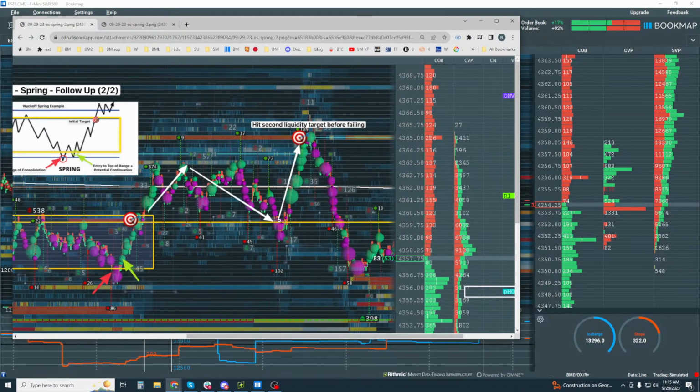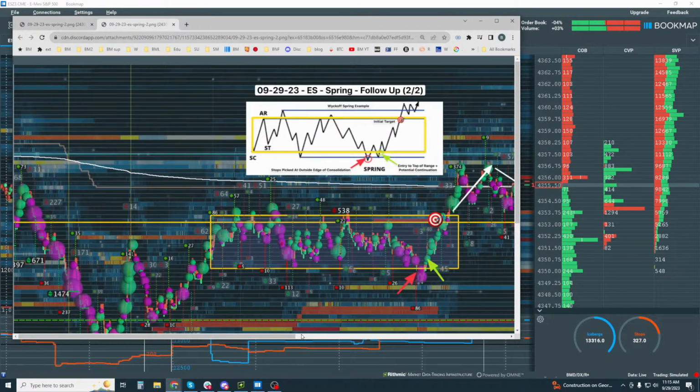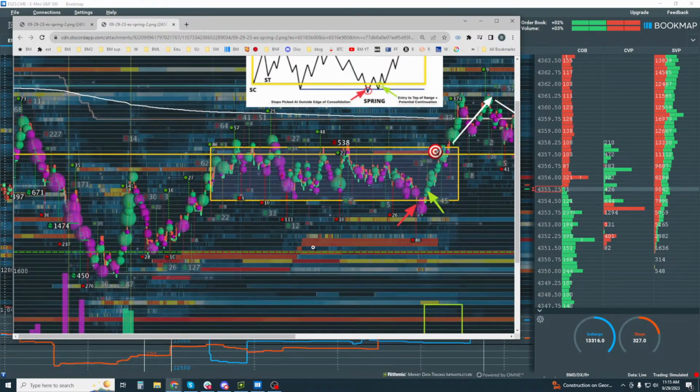Here's your pullback. It's still accepted above that range. It's a pullback to the range. Here's your ultimate target at 65. Beautiful. Really nice. Okay. Yeah, I love it.